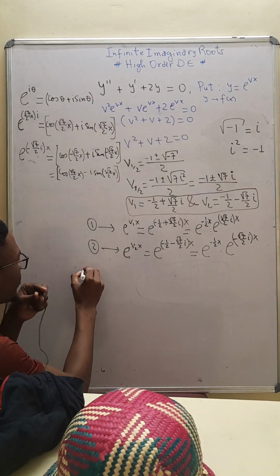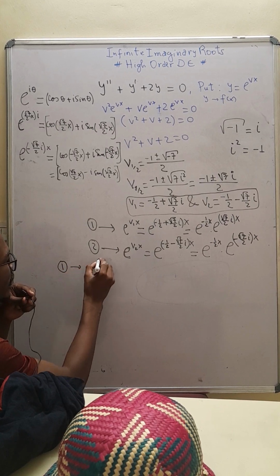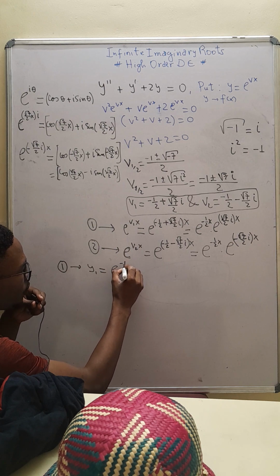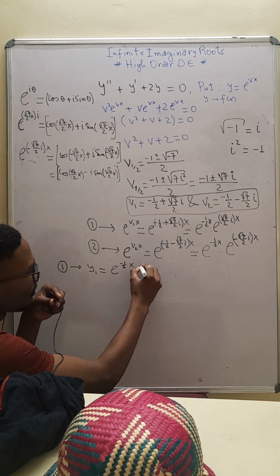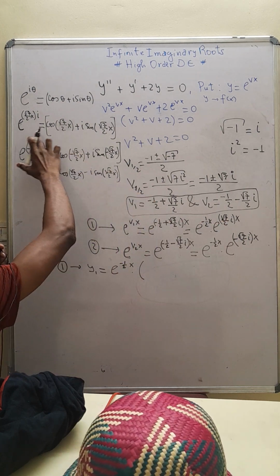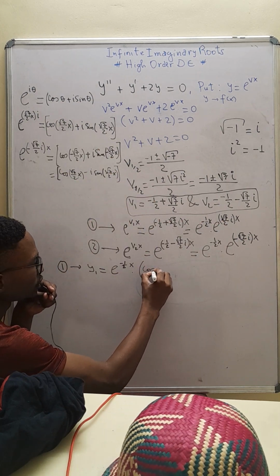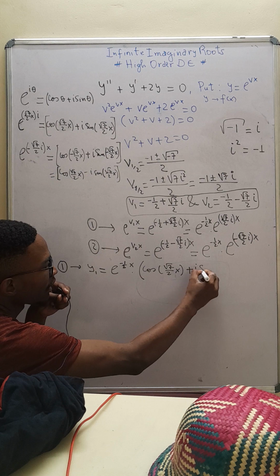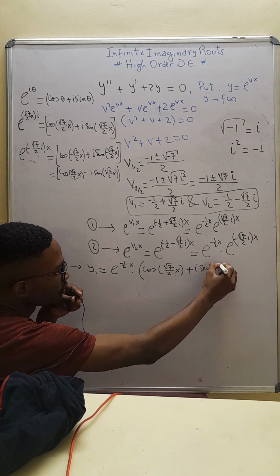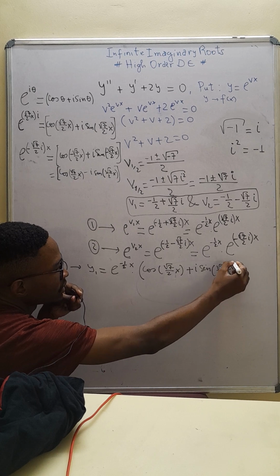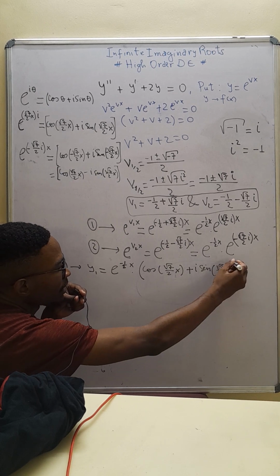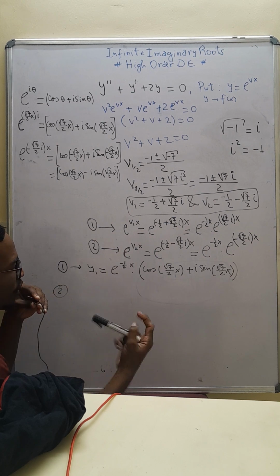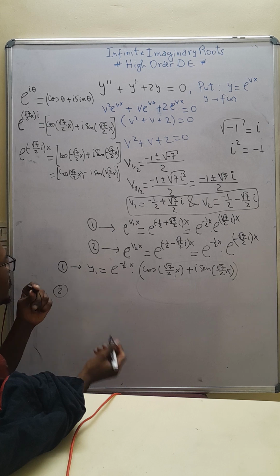How? See, the first solution will be written as y1 equals Euler raised to minus 1 by 2 x. Here, in place of this expression, I will write this Euler equation. This will be cos of root 7 by 2x plus i sin of root 7 by 2x. And the second expression will be the same as we told you guys.